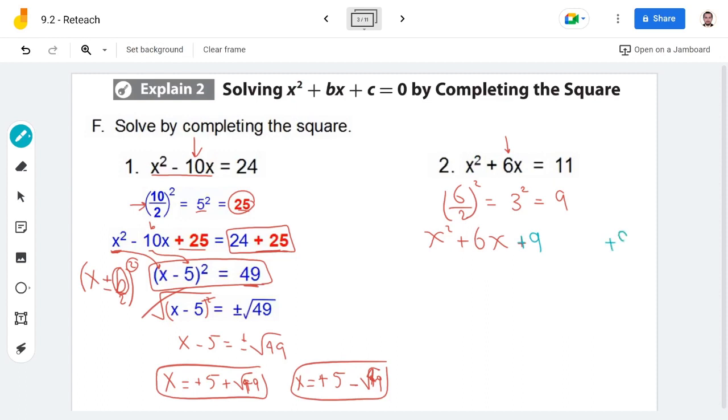And here on the other side also plus 9 beside the 11. So as you can see here, 11. Now we added plus 9 for both sides. Now add these two together, 11 plus 9, which is equal to 20.